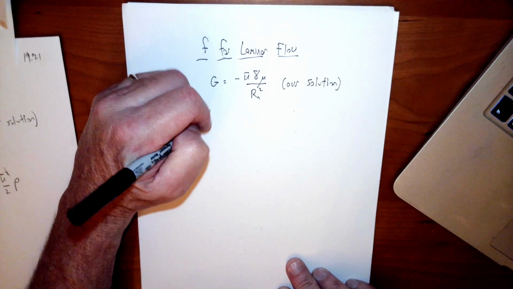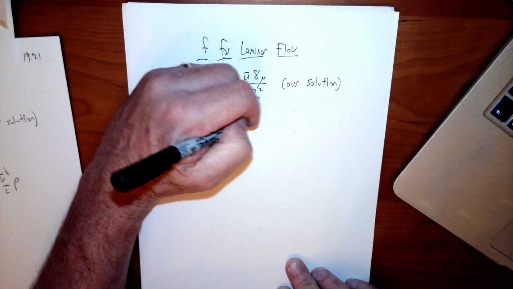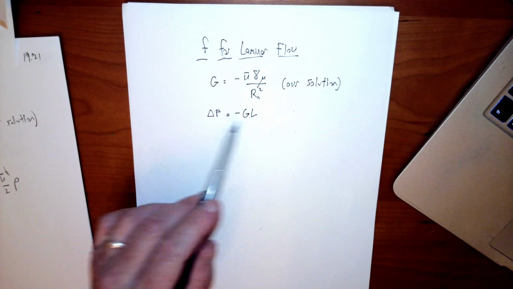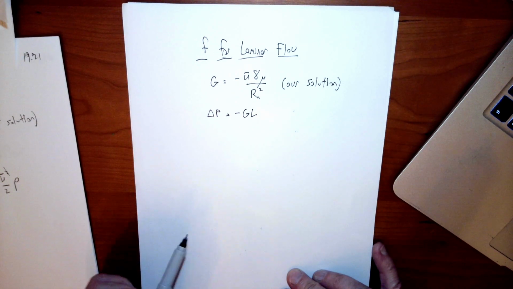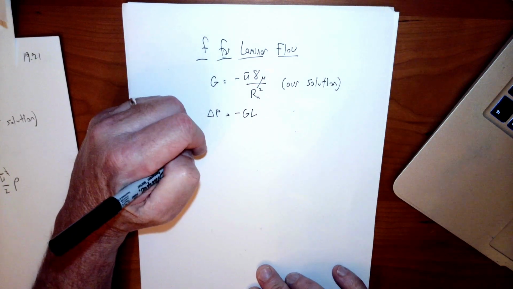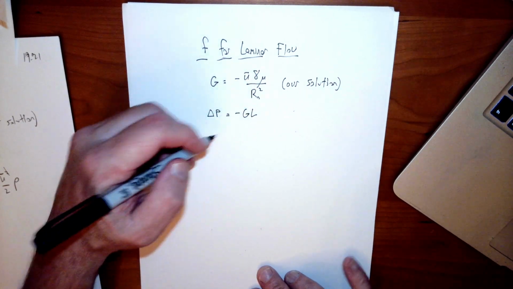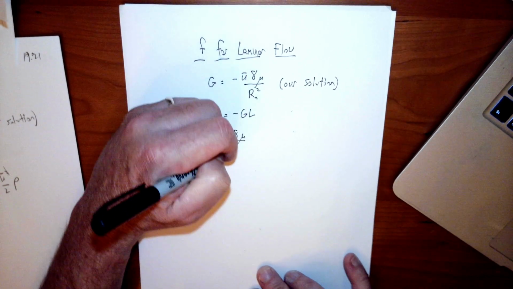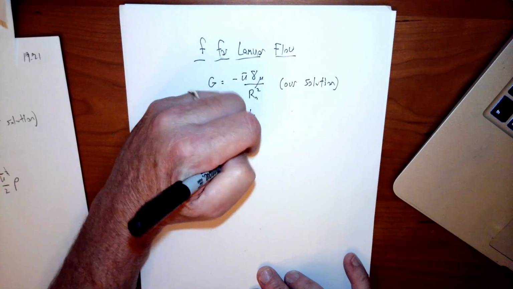If we want a pressure drop, that's very easy. P in minus P out is equal to minus G times L. So the pressure drop, P in minus P out, is whatever the pressure gradient is times the length of the pipe. So that's pretty simple. Now we're going to put that pressure drop on the left-hand side here. So we have delta P is minus G L. So delta P is equal to 8 U mu over R naught squared. That's my negative G, and then L.